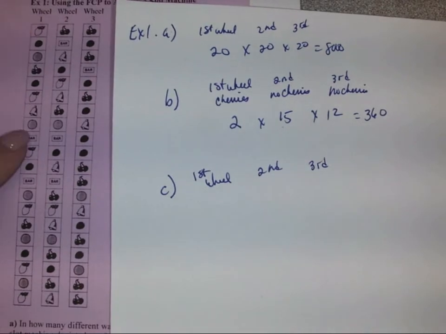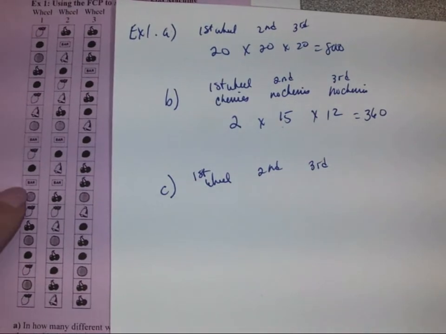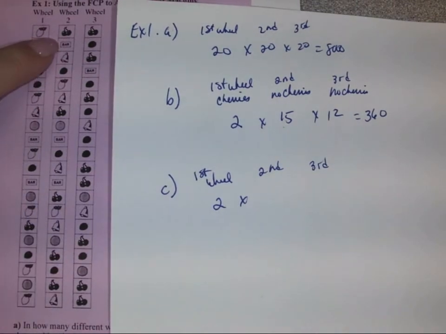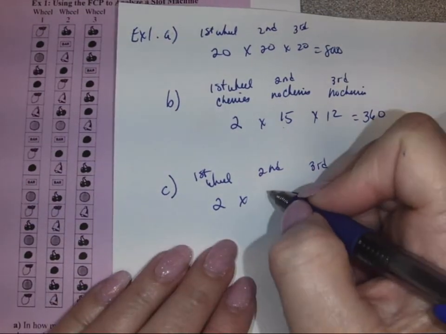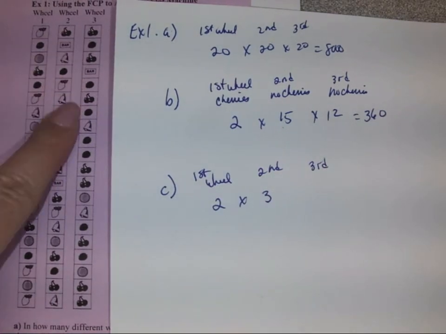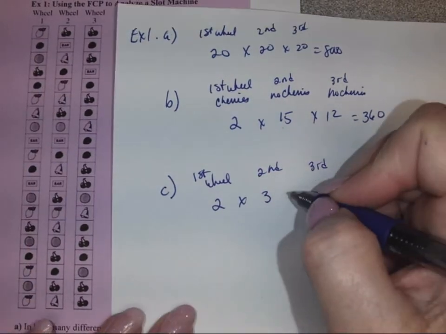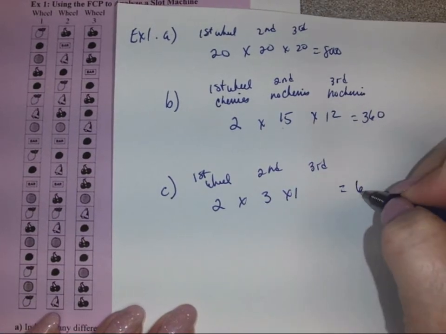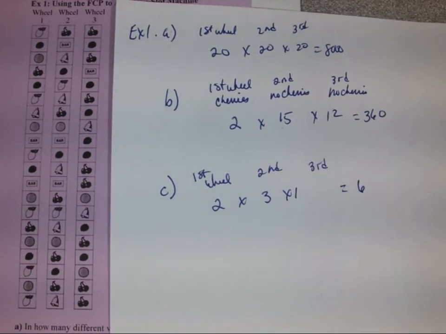So on the first one, we have 1 bar and 2 bars. On the second wheel, we have 1 bar, 2 bars, 3 bars. And on the third wheel, we have 1 bar. So it'll be times 1. Well, 2 times 3 times 1 will get us 6 ways for 3 bars.